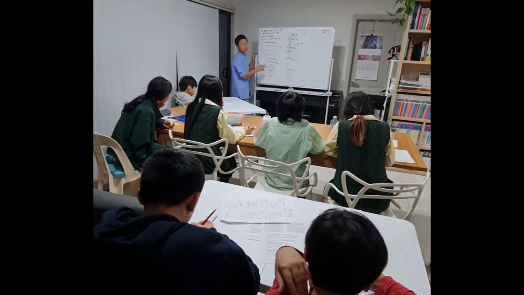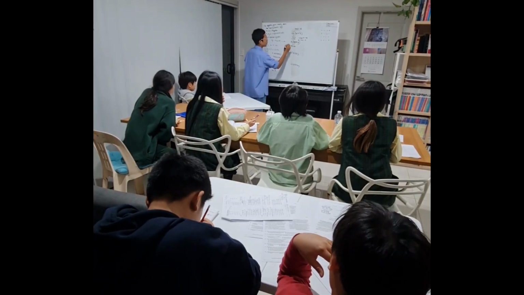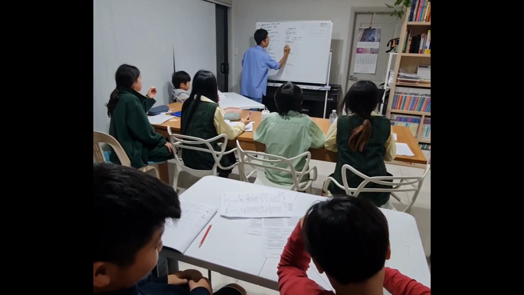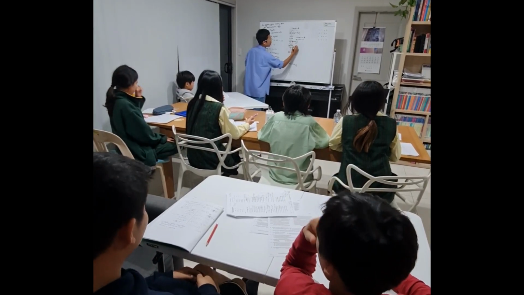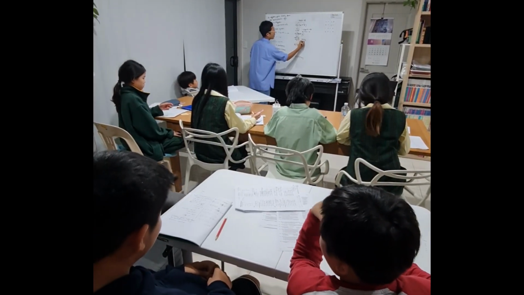Next, Joshua, what's the next step we do? 5 times y. What's 5 times y? 5y. Next, what's here? It's a plus, right? So what's 25 plus 5y? Just 25 plus 5y. And there is our answer.